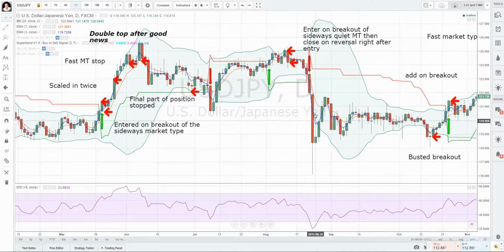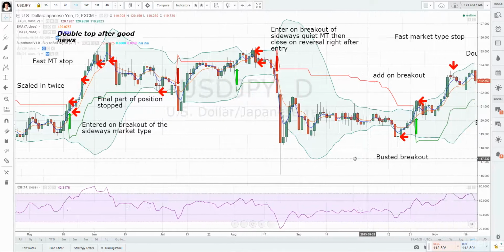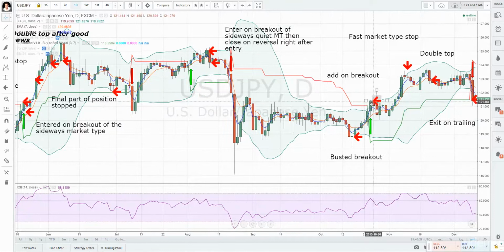So anyway, at this point I'm still liking yen fundamentals. So we get this sideways quiet market type, and I'm not looking to trade it short in this case. I'm only looking to get long on the sideways quiet market type. We have the breakout, it fails and busted with this pin candle, and this is where I'm entering long. Then I add again on the breakout, and then the price moves up in our direction.